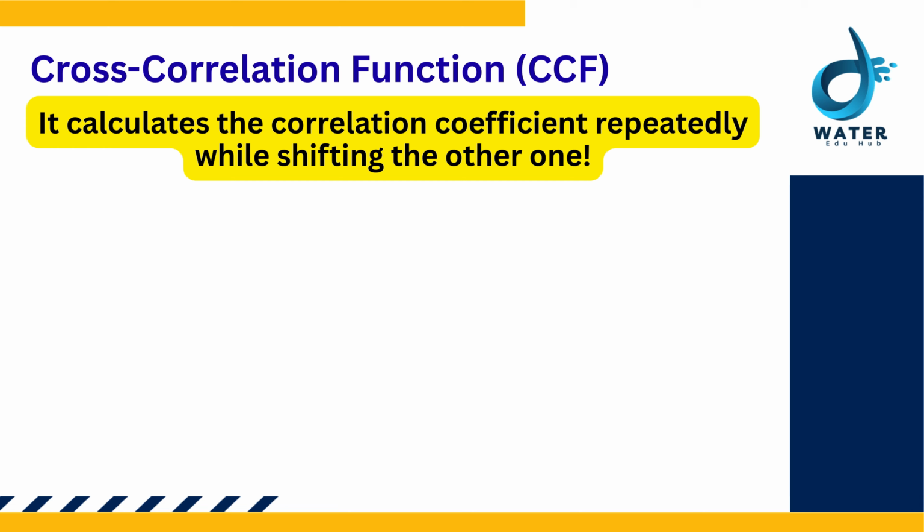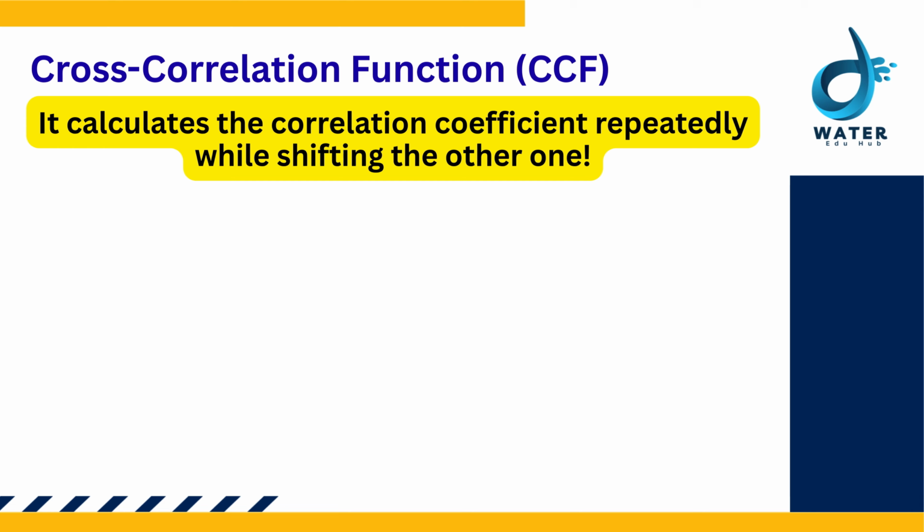In hydrology, these variables might be rainfall and runoff, rainfall and river water level, streamflow at two gauging stations, or even a hydrological variable with a lagged copy of itself. The most commonly used measure is the Pearson correlation coefficient, usually denoted by R, and can be calculated like this.